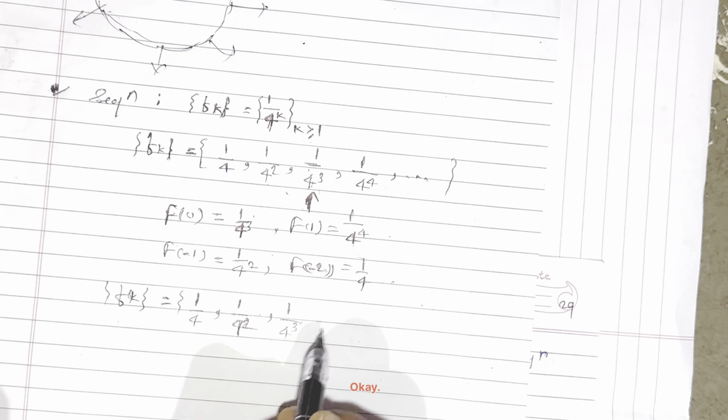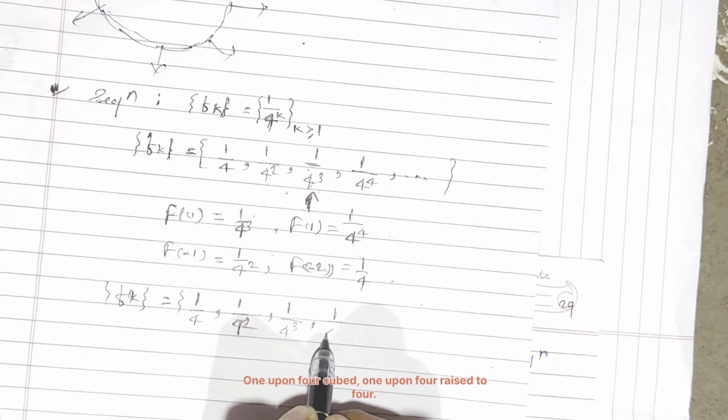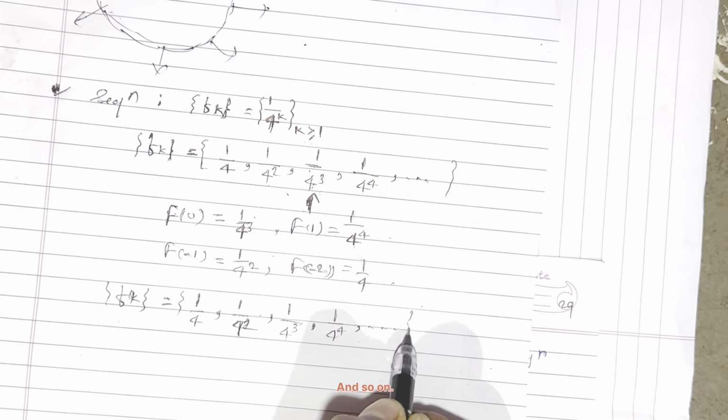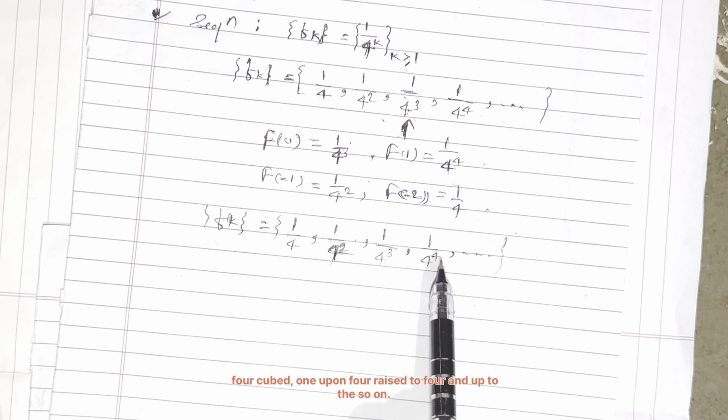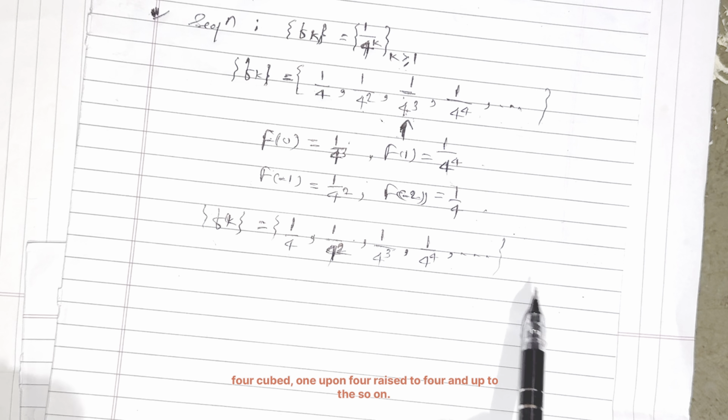Now let me write this f of k sequence as 1 upon 4, 1 upon 4 square, 1 upon 4 cube, 1 upon 4 raised to 4, and so on. We have the first term 1 upon 4, second 1 upon 4 square, third 1 upon 4 cube, 1 upon 4 raised to 4, and so on. This one is our required sequence.